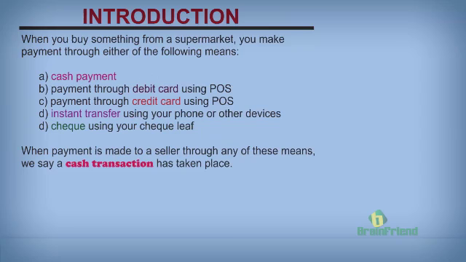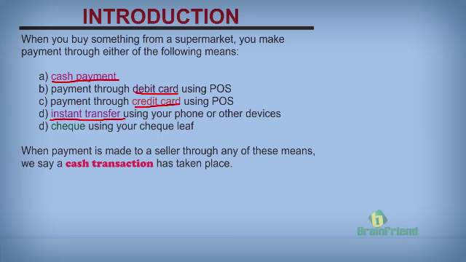Now, it is common for every one of us at one point in time or the other to make purchases at the supermarket. When you buy stuffs at the supermarket, you make payments across the counter. Your payment can either be direct cash payment, that is counting notes and paying across the counter, or you make payments through your debit card. You can also make payments through the use of credit card or through instant transfer using your mobile devices.